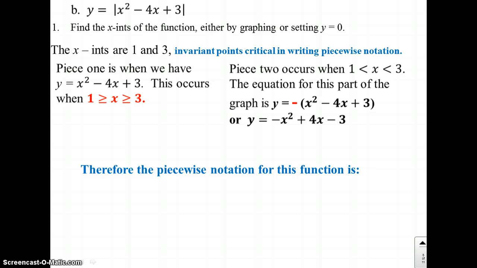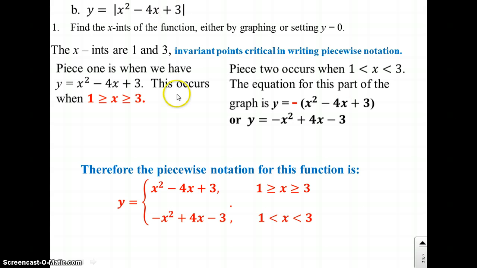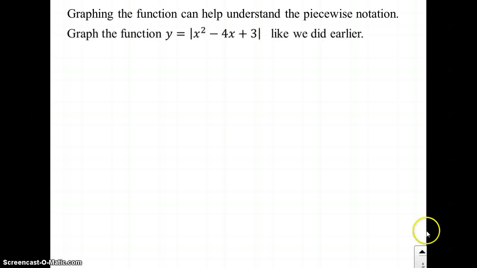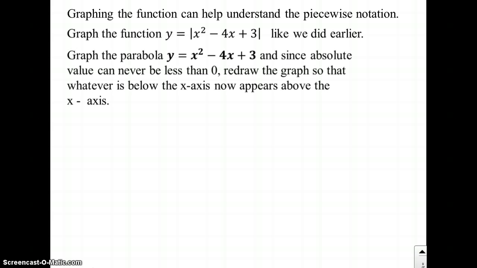So the piecewise notation for this function would look like this. X squared minus 4x plus 3 when x is less than or equal to 1 or greater than or equal to 3. It would be the negative of that, so negative x squared plus 4x minus 3, when x is between 1 and 3. Right. Again, if you want to see it on the graph, it helps us understand piecewise notation. So let's graph this function. Like we did earlier, if we graph the quadratic, x squared minus 4x plus 3, and then change everything that was below the x-axis, make it above the x-axis, here's what the absolute value function would look like.